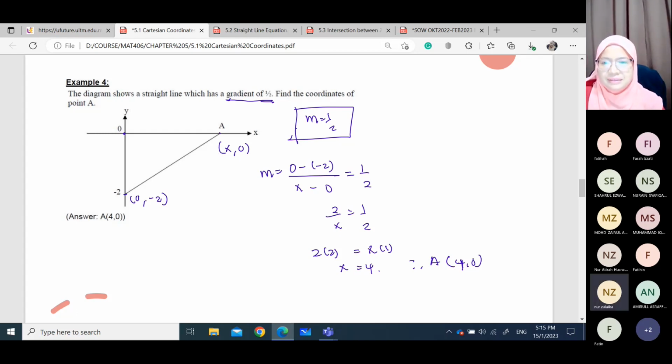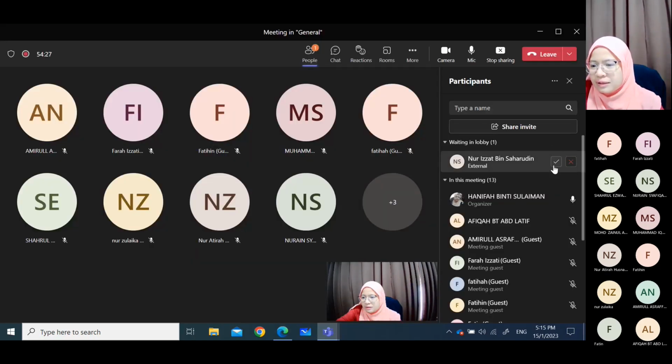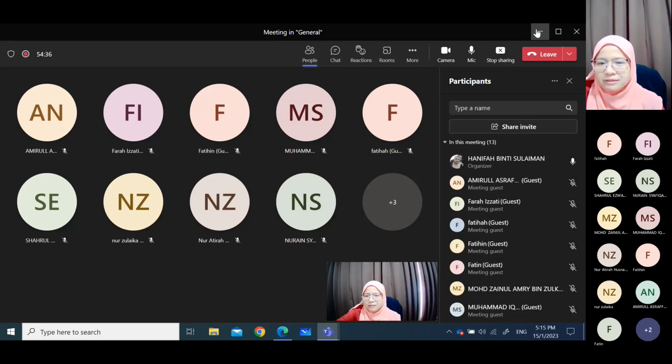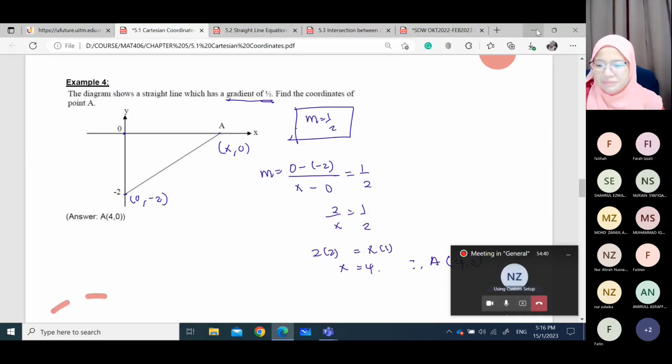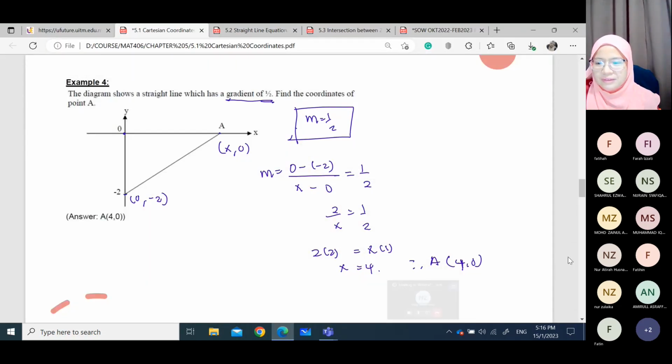Boleh kelas? Ada orang suruh masukkan dia. Oh, ya ke? Oh, alright. Okay, dah. Sorry, I tak perasan sebab bila kita buka satu ni kan, yang lain saya tak boleh nampak. Saya pun. Okay, sama.